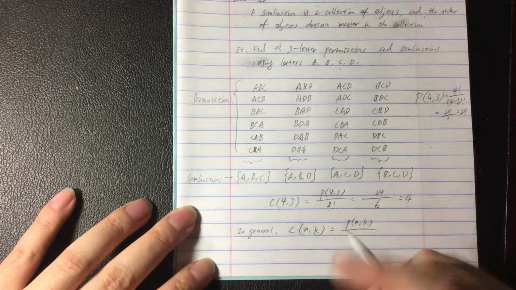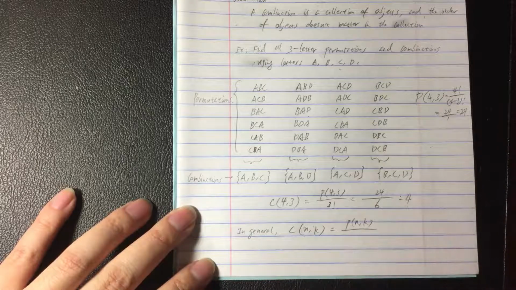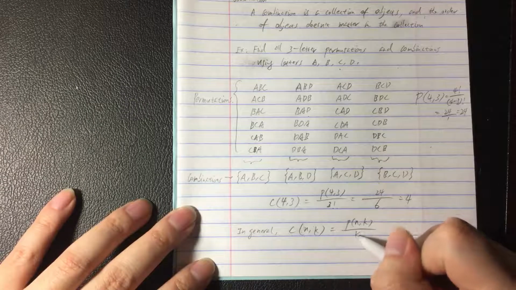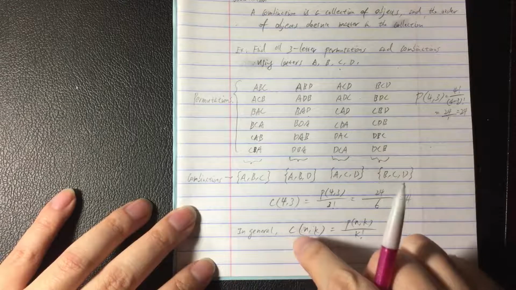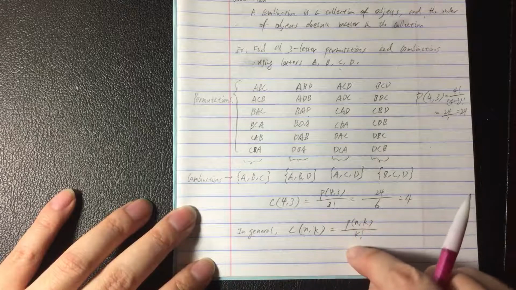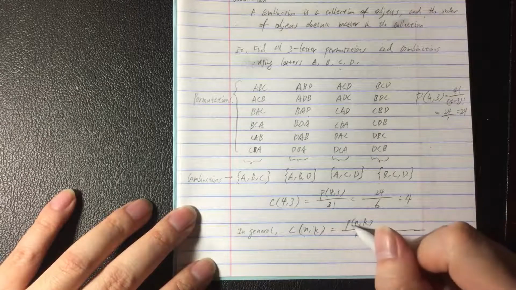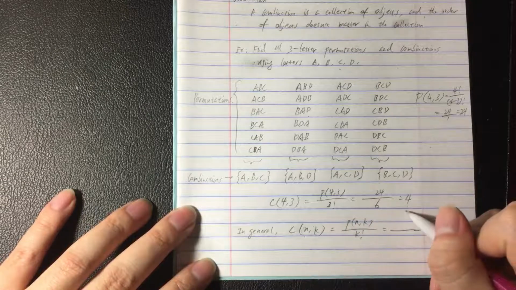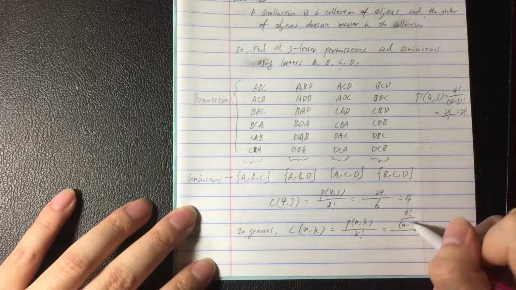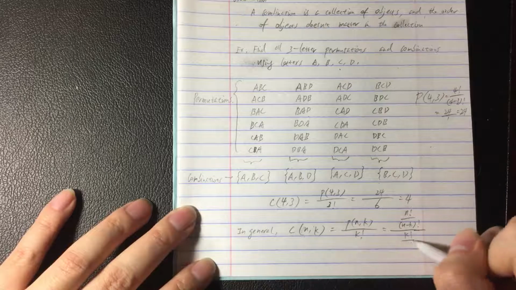Then since in each collection there are k objects, when we switch k objects in the same collection, it makes no difference. The number of ways to switch k objects is k factorial. So in general, combination n choose k is the same as permutation P n k over k factorial. If I simplify this formula, the numerator, P n k, is n factorial over n minus k factorial. The denominator k factorial can be rewritten as k factorial over 1.